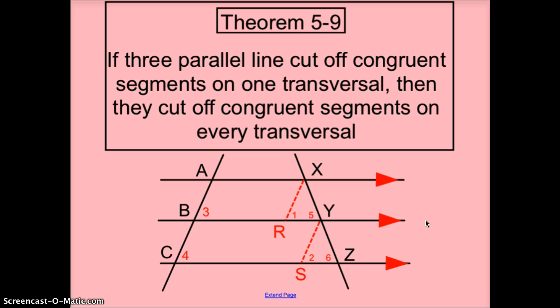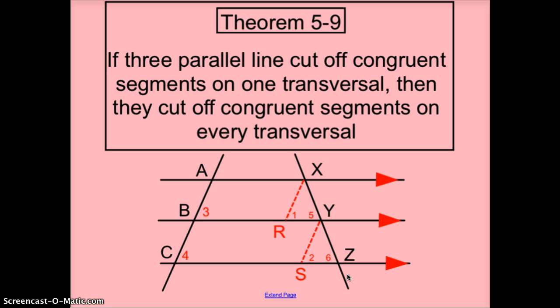The next theorem says that if three parallel lines are cut off in congruent segments on one transversal, then they are cut off in congruent segments on every transversal, meaning if we have three parallel lines and one cut off transversal, as long as it's given that AB and BC are congruent, then any other transversal, for instance XZ, would create congruent segments of their own, making XY and YZ congruent.